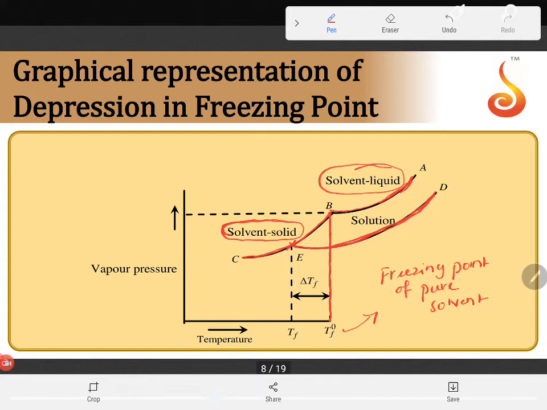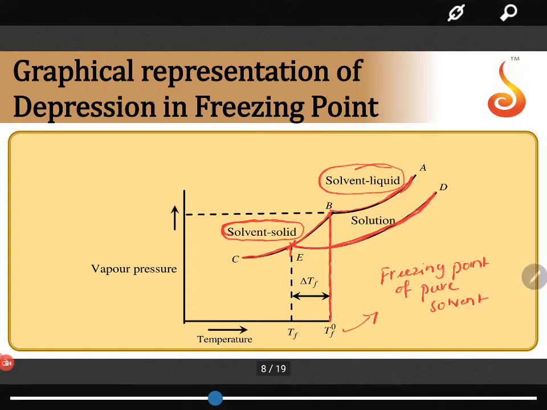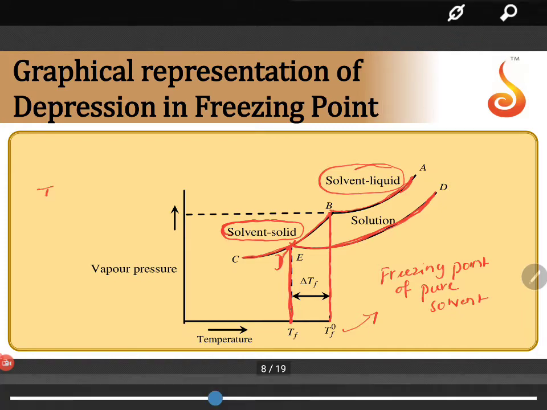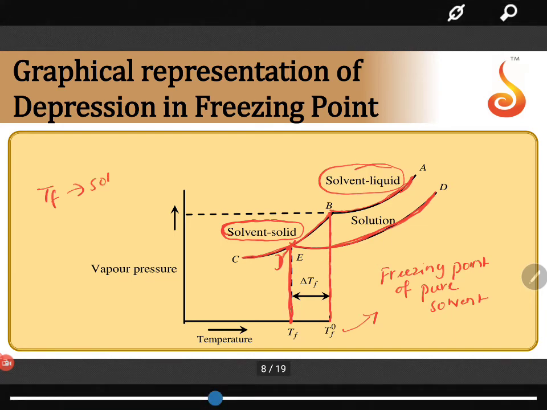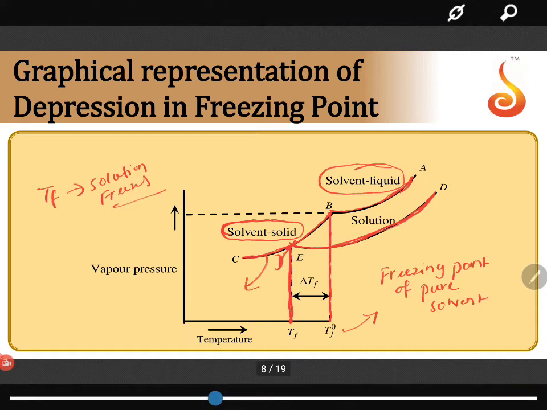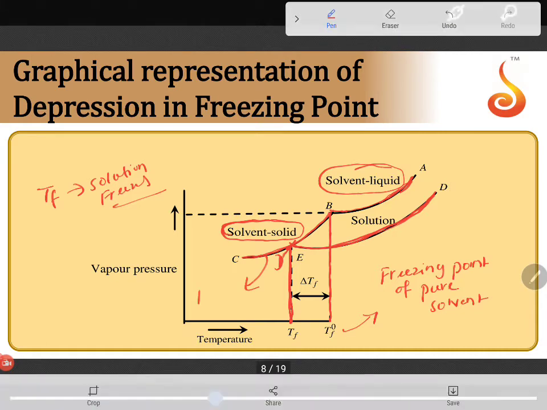Once you lower down the temperature, then you will get a specific temperature at which, let us say this is point D. This is point D. This is the temperature at which the solution freezes. Further, if you lower down the temperature, the solvent will freeze. So this curve is representing a freezing of solvent.